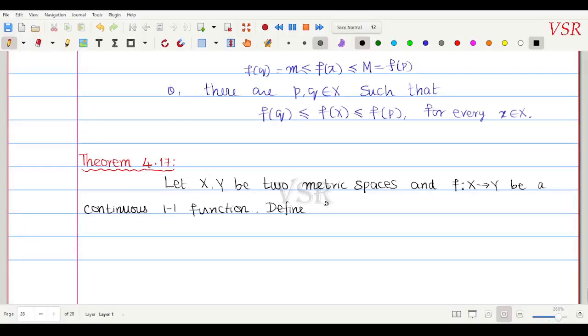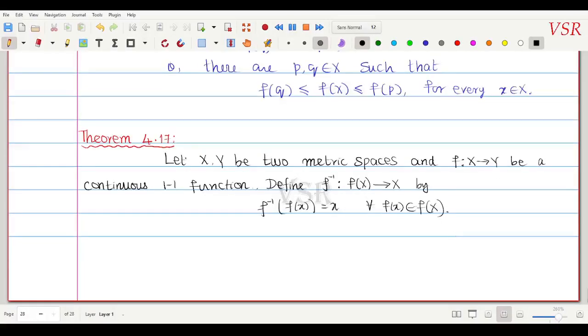Okay, define f inverse, the function from f of capital X, where f of capital X lies in Y, to X, given by f inverse of f of x, which is defined to be x, for every f of x belonging to f of capital X. For any point given, f inverse is defined to be like this.